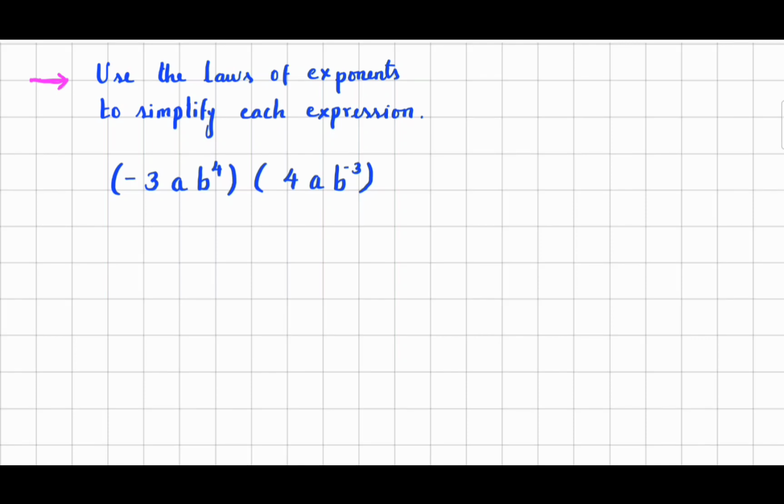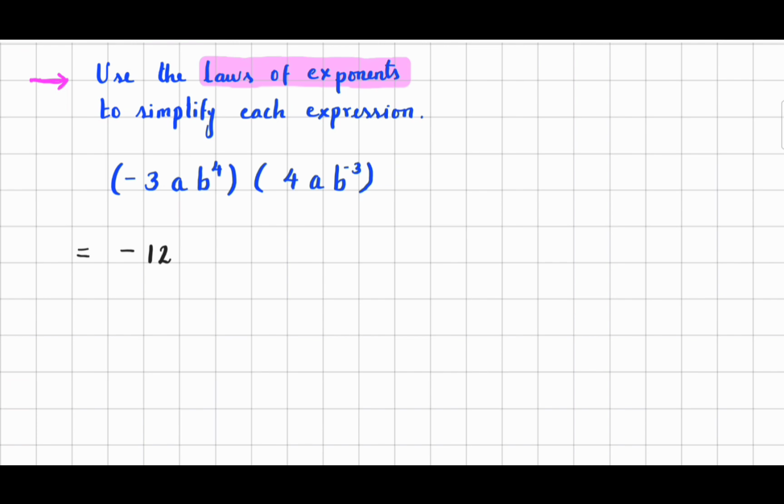In this video, we are going to use the laws of exponents to simplify each expression. The first one: negative 3ab^4 times 4ab^(-3). Usually, when you multiply two things, first multiply their signs. Here, a negative times a positive is a negative. Secondly, multiply their numbers. 3 times 4 is 12.